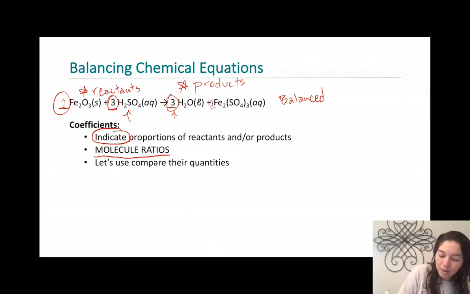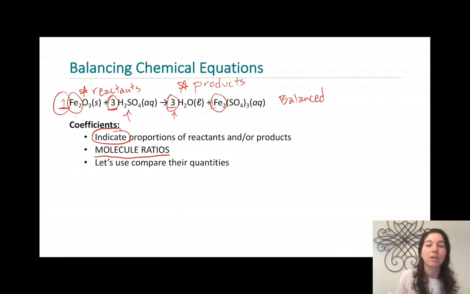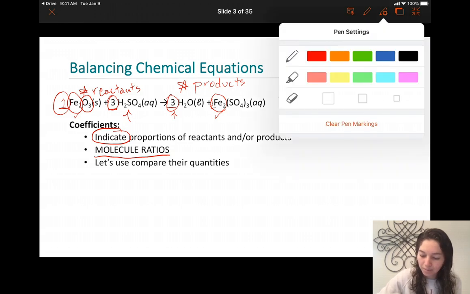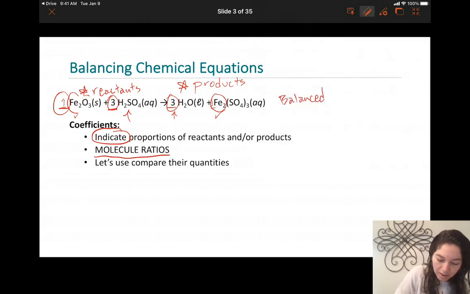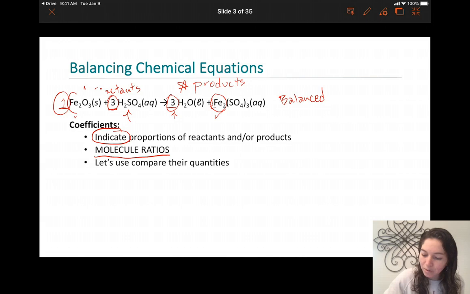So what we want to do here is look at how many of each thing are on each side. If we look here, there's 2 irons on each side of the chemical equation. So these are equivalent to each other. If we look here, there's 3 oxygens. Actually, we're going to come back to oxygen, because that one's a tricky one.